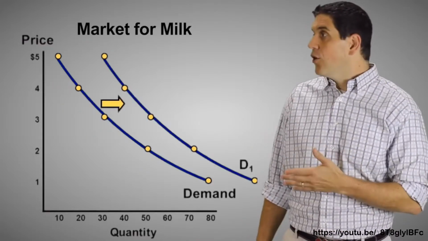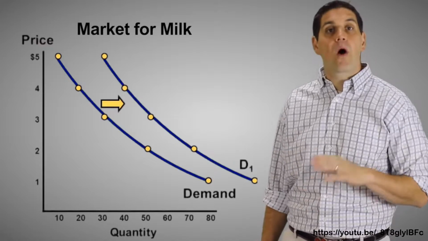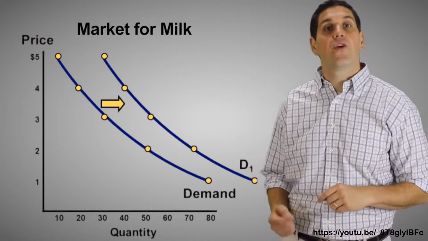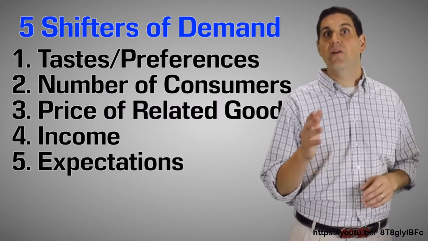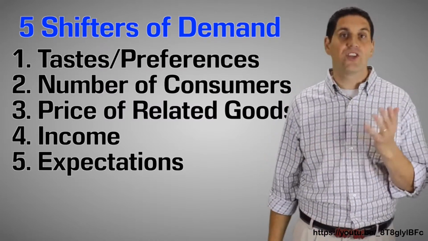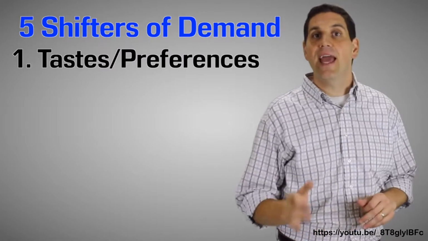The opposite is an increase in demand, and so at every single price, people want to buy more, so the demand curve shifts to the right. Now there's 5 shifters or determinants of demand. These are the things that cause the demand curve to shift. The first shifter of demand is tastes and preferences.